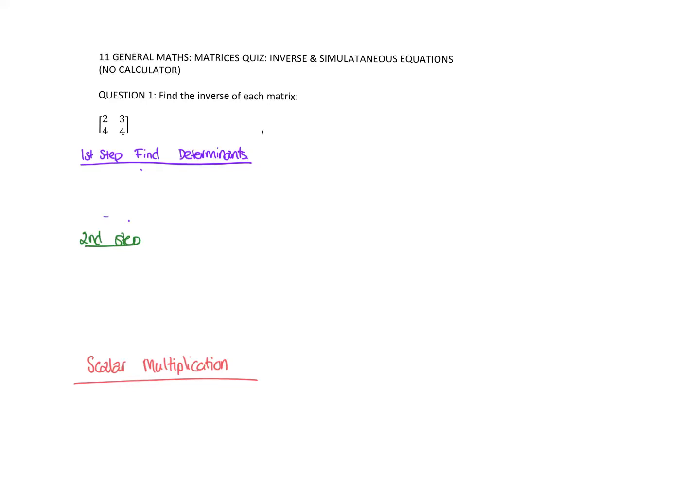In this worksheet, we are going to be finding the inverse and calculating simultaneous equations with matrices, but we're going to do it without the calculator. Why do we have to do it without the calculator? Because they ask you to show how it's worked out. So the answer doesn't give you the mark, the working out gives you the marks.